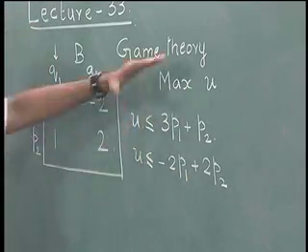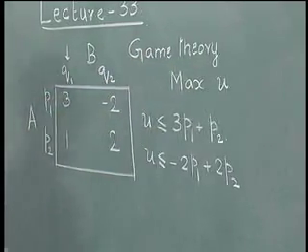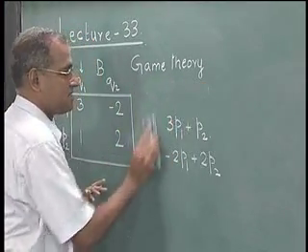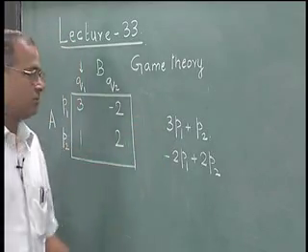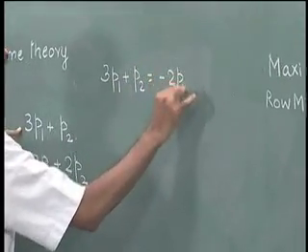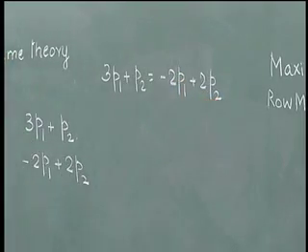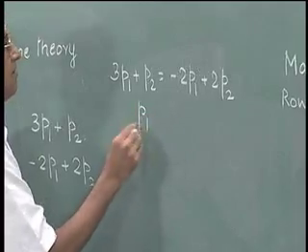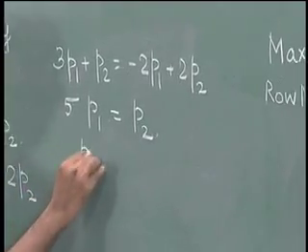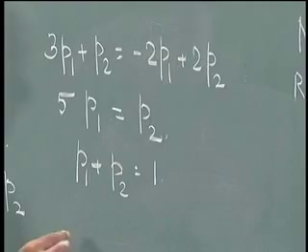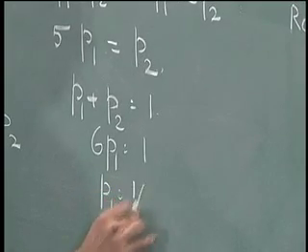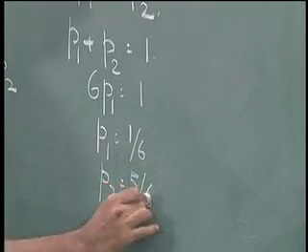At the moment we are not going to expand this idea further, but we would like to say that if it does not have a saddle point, then the maximum actually occurs when we solve these two to get 3p1 plus p2 is equal to minus 2p1 plus 2p2. Now, this would give us 5p1 is equal to p2, and we also know that p1 plus p2 is equal to 1, which would give us 6p1 equal to 1, p1 is equal to 1 by 6, p2 is equal to 5 by 6.